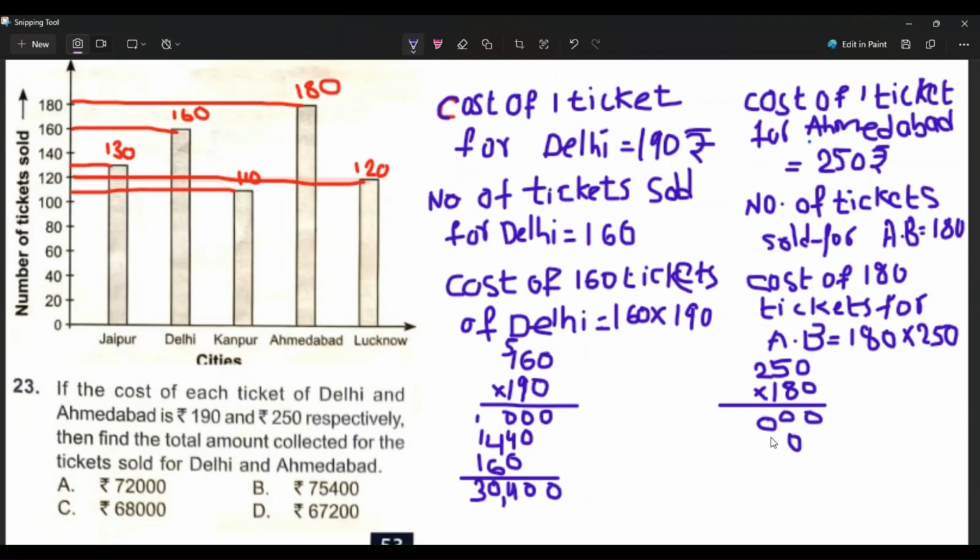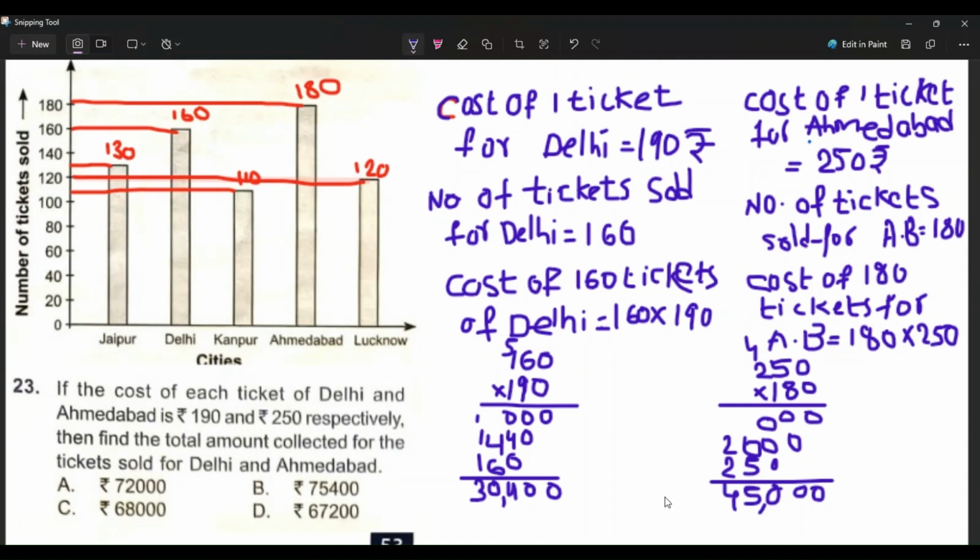8 into 0, 0. 8 5s are 40, 4 carry 0. 8 2s are 16. 16 plus 4 is 20. 1 0 is 0. 1 5 is 5. 1 2 is 2. 0 0 0 5 4. 45,000. So total amount collected for the tickets sold for Delhi and Ahmedabad.